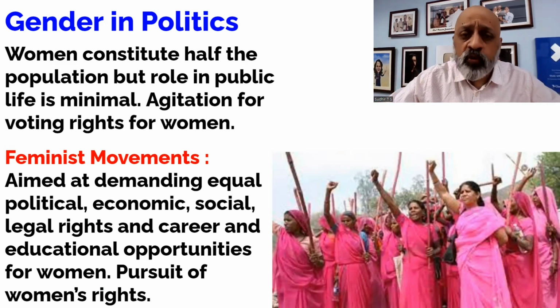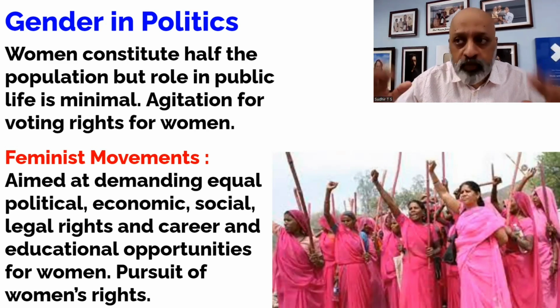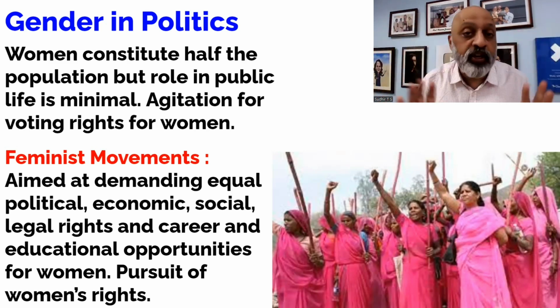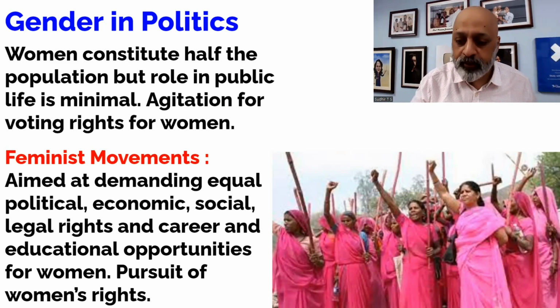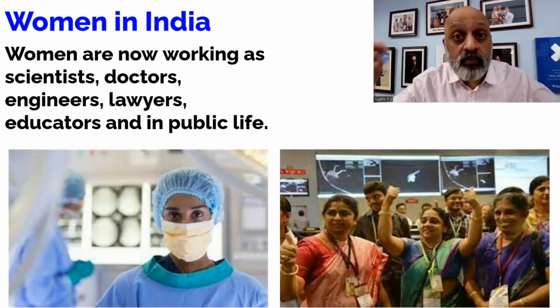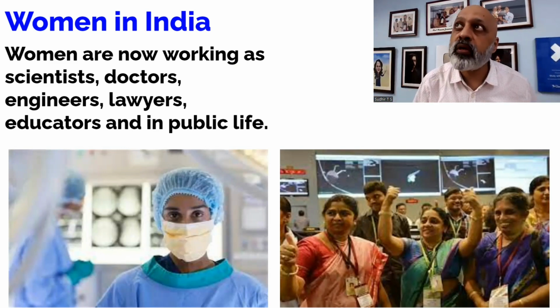So feminist movements are in pursuit, means are aimed at getting women's rights. Okay, so this definition is important. Please remember it. Women in India are now working as scientists. You see this photograph on the bottom right. This is from ISRO, the day the Mars orbiter mission went into the orbit, September 24, 2014.